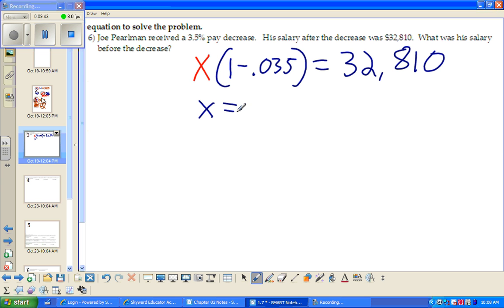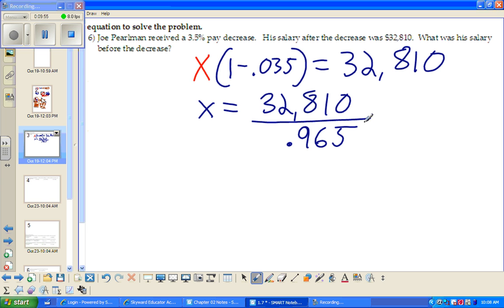Well, if you simply take the $32,810 and divide it by 1 minus 0.035, so that's 0.965, you'll get 34,000.